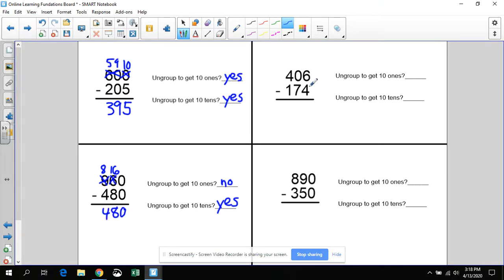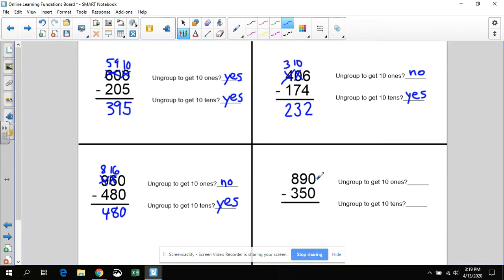Now some of them you're not going to have zeros in the ones column. Here, I have 6 minus 4 in the ones column. 6 is greater than 4, so I can do it with no help. 6 minus 4 is 2, so my answer to the first question is no. Then here, I have 0 minus 7. I cannot do that, so I go next door. The 4 becomes a 3, and the 0 becomes a 10. I needed to get more 10s, so the answer is yes to the second question. 10 minus 7 is 3. 3 minus 1 is 2.